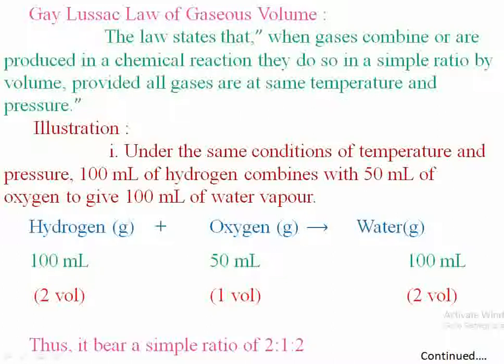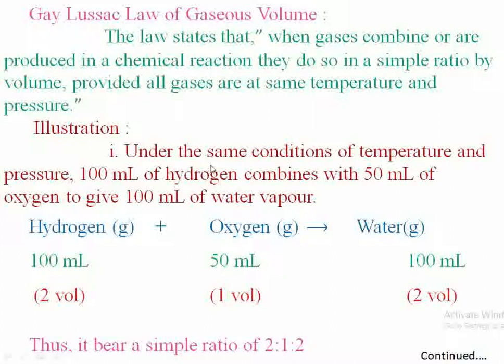The law states that when gases combine or are produced in a chemical reaction, they do so in a simple ratio by volume, provided all gases are at the same temperature and pressure. This is the Gay-Lussac law for gaseous volumes.